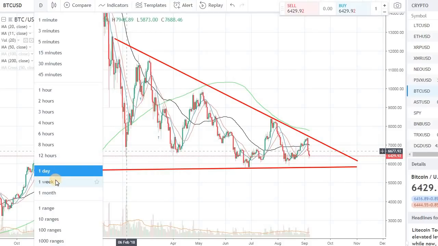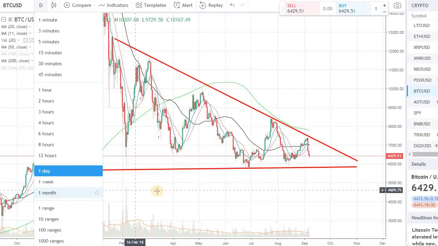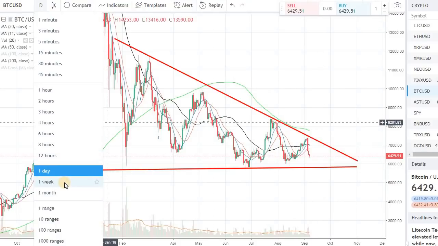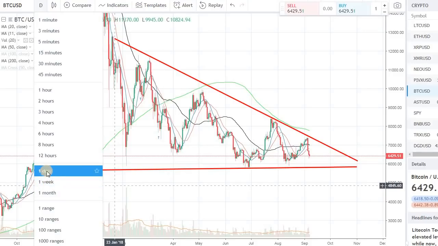Now you have the weekly, which gives you a candle for the whole week. And then you have the 1 month, which gives you a candle for the whole month. The daily trumps the 12 hours, the weekly trumps the daily, and the monthly trumps the weekly. So the bigger the candlestick, the more it trumps the smaller ones. Keep that in mind.